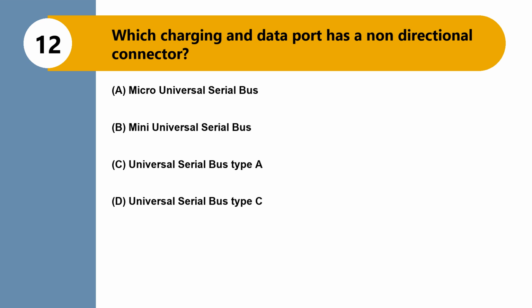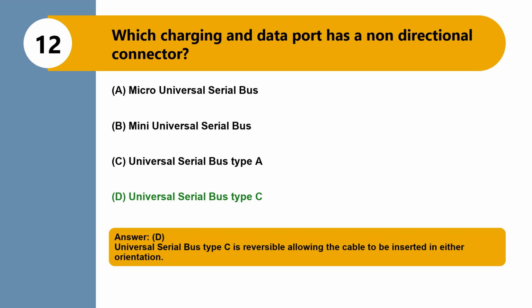Question 12. Which charging and data port has a non-directional connector? Option A, micro universal serial bus. Option B, mini universal serial bus. Option C, universal serial bus type A. Option D, universal serial bus type C. The correct answer is option D. Universal serial bus type C. Universal serial bus type C is reversible, allowing the cable to be inserted in either orientation.